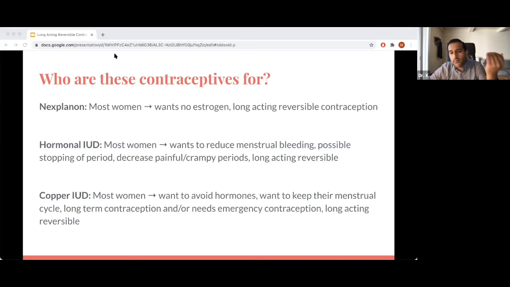Then from a copper IUD standpoint, if people want to avoid hormones altogether, there are no hormones at all within the copper IUD.